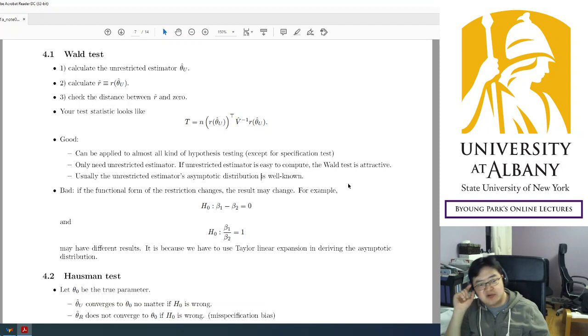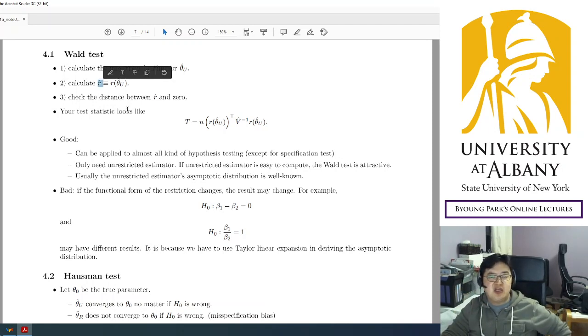But the problem here is that you are evaluating the restriction function, but the same restriction can be stated in different forms. For example, these two are basically the same thing. Beta 1 equals beta 2 can be stated in this way, as a linear function, or in this way, as a ratio. The problem of the Wald test is that these two have different results.